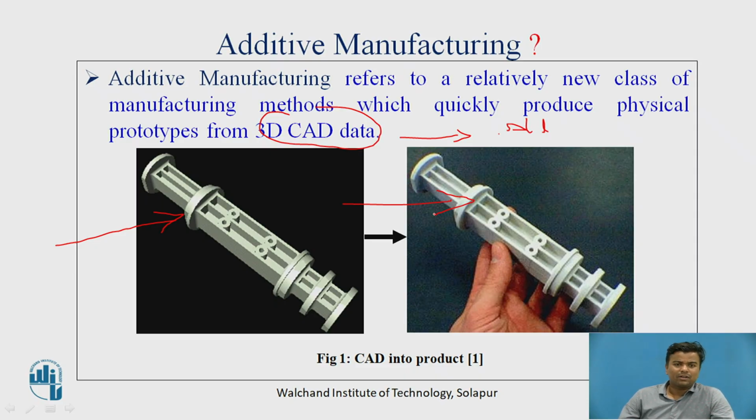So in additive manufacturing, we use CAD data, which will be saved in a data exchange format like .stl, .amf, .obj, and after that the end product or prototype is developed layer by layer. That's why additive manufacturing is also called layer by layer manufacturing.